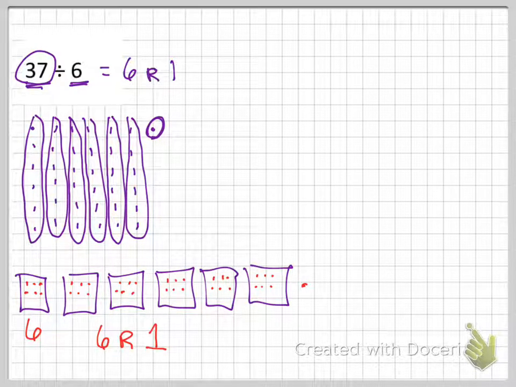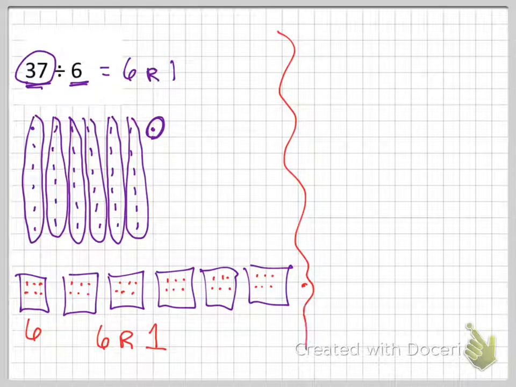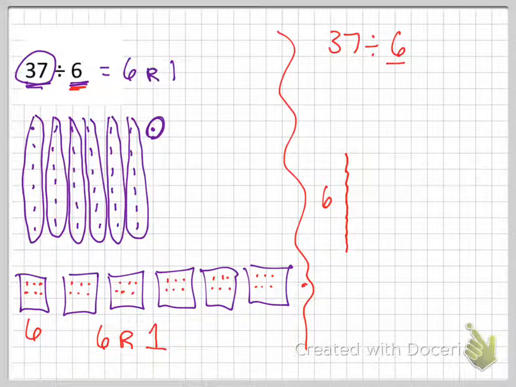How is this going to look now in an area model? If we were going to take 37 divided by 6, what would that look like? Well, looking at our array, since we're dividing by 6, we're going to go up by 6. We go 1, 2, 3, 4, 5, 6. That shows 6. And we are going to go across by 6, because in our array model, we have 6 here. So we have 1, 2, 3, 4, 5, 6, right? Yep, so there's 6 here.